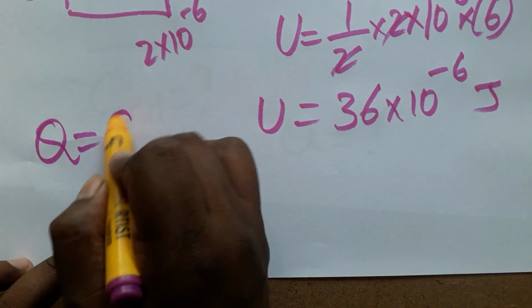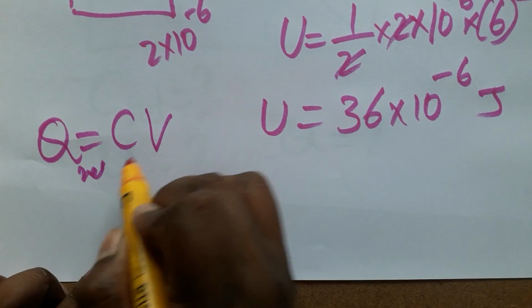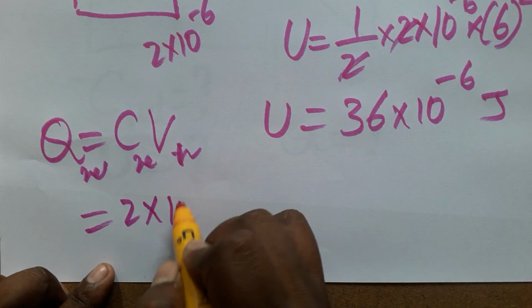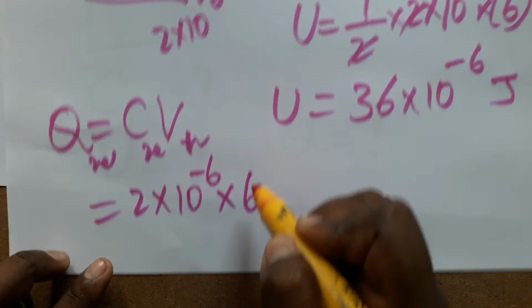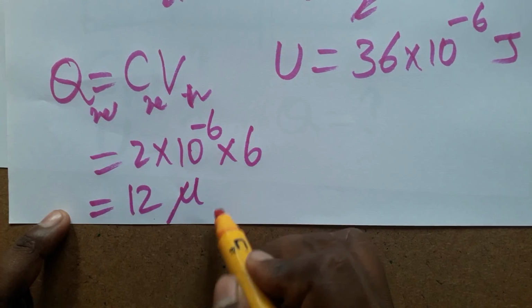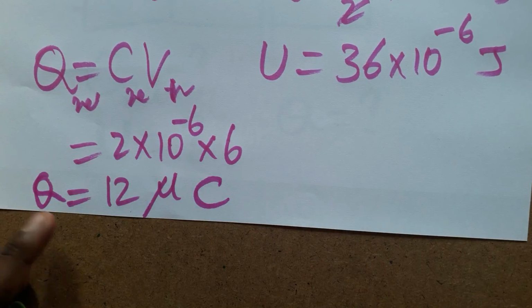Okay, now the total charge Q is equal to CV. So Q net is C net times V net. C net value is 2 into 10 power minus 6, V is 6, so we'll get 12. 10 power minus 6 is micro, and the SI unit of charge is coulombs. So Q is equal to 12 microcoulombs.